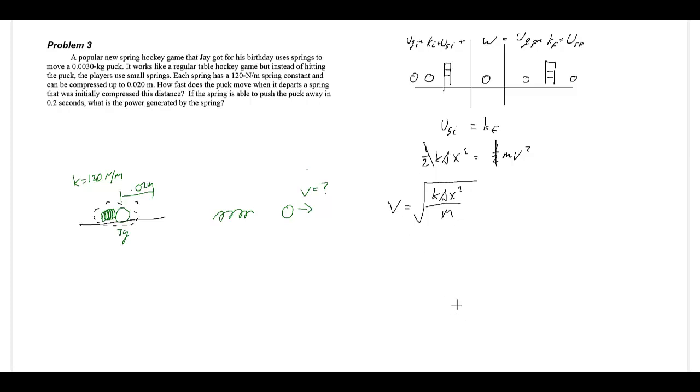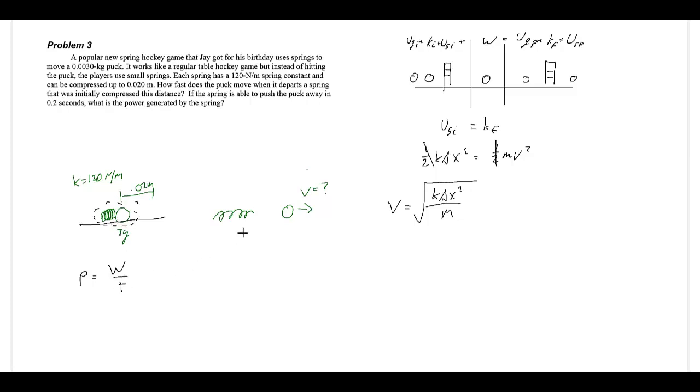Then, if the spring is able to push the puck away in 0.2 seconds, what is the power generated by the spring? So, if we look at the work that the spring has done on the system, or the change in energy of the system, then we can find out what the power would have been on the puck. In order to do that, though, we cannot consider the spring to be in the system, because if you recall, the power generated is work over time. The spring cannot do work if it is in the system.